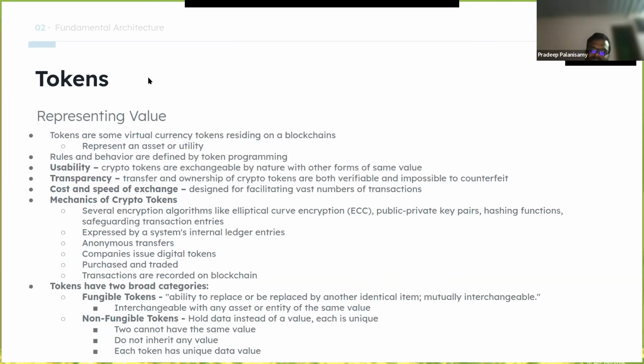Got it. Okay, so we're looking more at tokens. So tokens represent value.